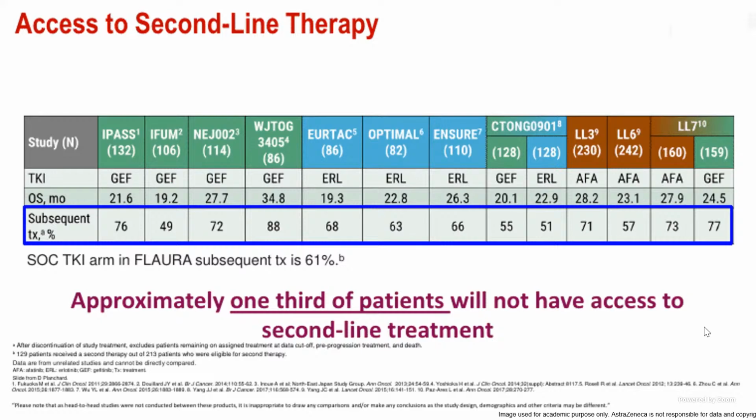Access to second line therapy, if you compare in different trials, IPASS, IFUM, NEGM, UTAC, Optimal, all types of LUX-Lung 7 or 3. Approximately 1/3 of the patients will not have access to second line treatment. This may be because their condition deteriorates, or because they are not able to take second line treatment, or we don't have any T790M mutation. So in second line, it's indicated only when there is T790M mutation, then and then.